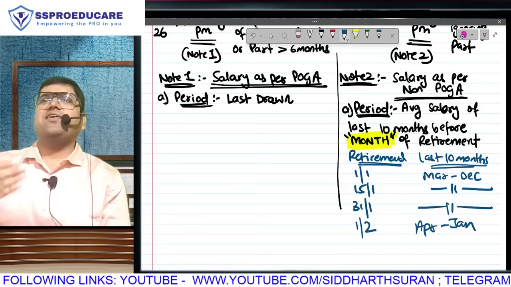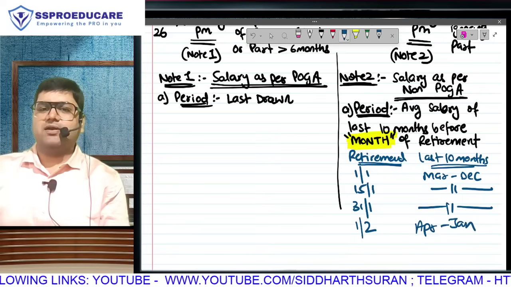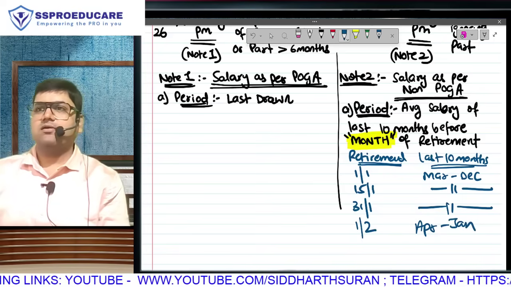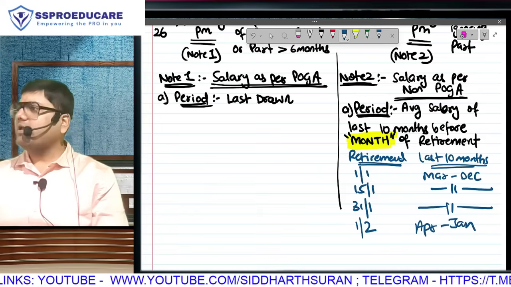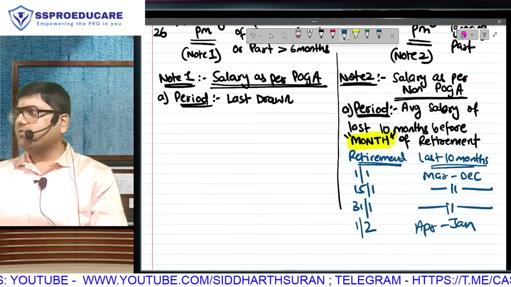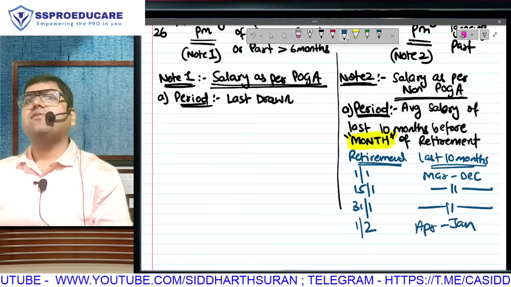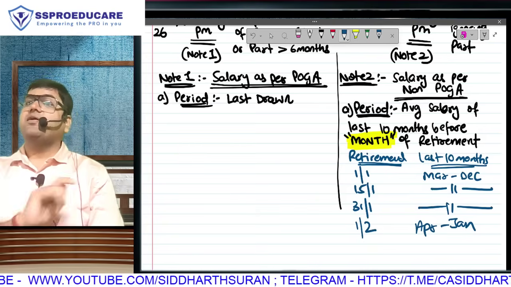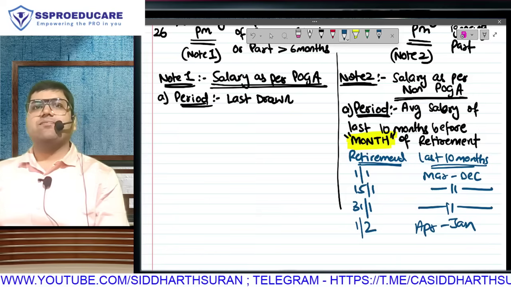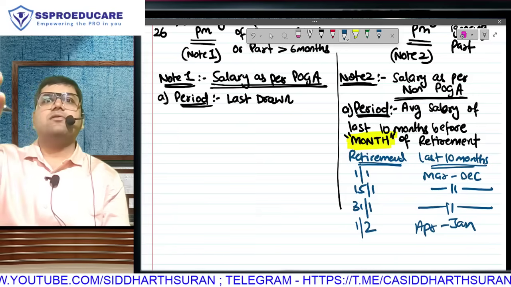And the average is a simple average. I hope you have done it in life. We take the total of the last 10 months' salary and divide by 10. Like simple average in life, a plus b upon 2. So here how many salaries do we have? 10 salaries. So take the total of the last 10 months and divide by 10. Average of last 10 months. Is that clear? Tell me.